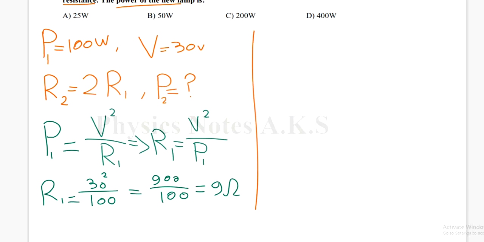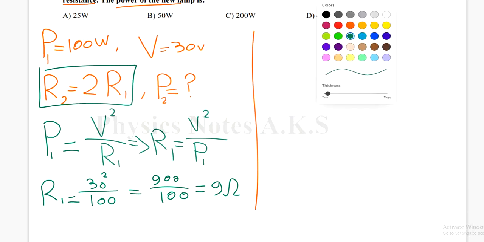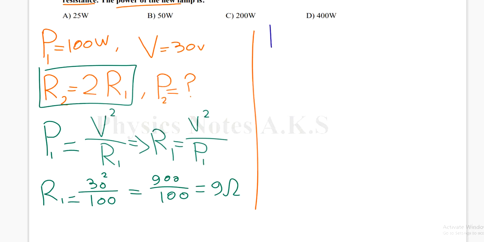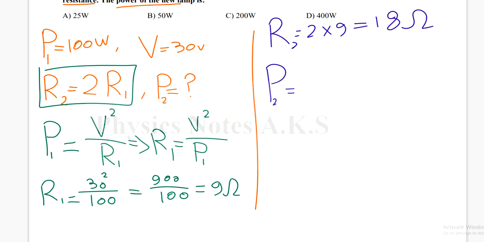Okay, this is R1. So I use this formula to find R2. Okay, so R2 is actually 2 multiplied by 9, which is 18 ohm. Right? It is 18 ohm. Now, they are asking me about the power of the second resistance. I need P2, which equals V squared over R2.